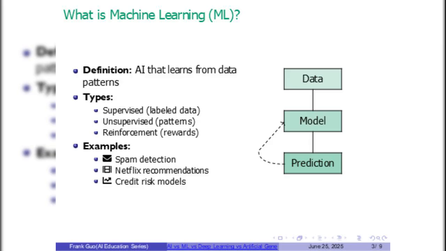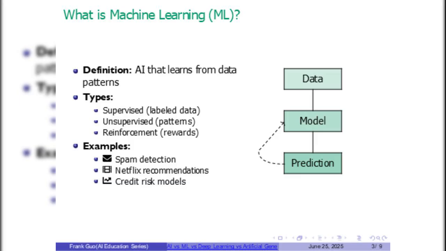Machine learning is a type of AI that learns from data instead of being manually programmed. Think of it like this: instead of writing rules for every situation, we feed the computer data and let it find the patterns on its own. There are three main types of machine learning.